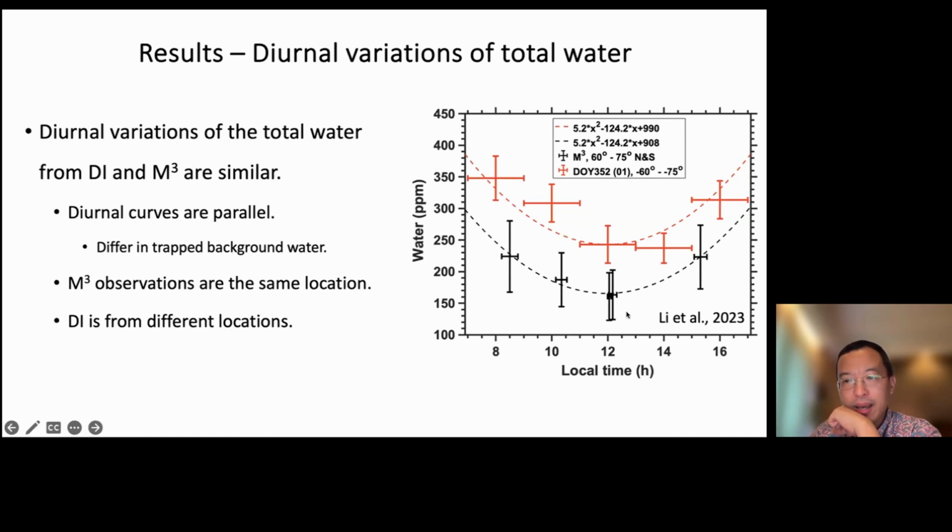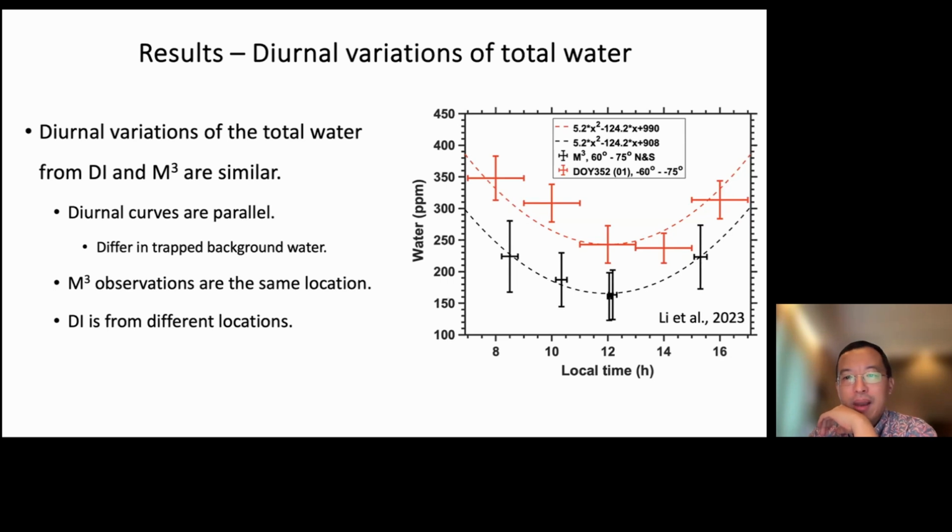So the bottom black lines and symbols are from M-cube observations at the same region repeatedly. The above red lines and symbols are from DI data. At a similar latitude zone, 60 to 75, you can see they are parallel to each other. That means the gradient is the same. So water varies by a similar amount per unit time.